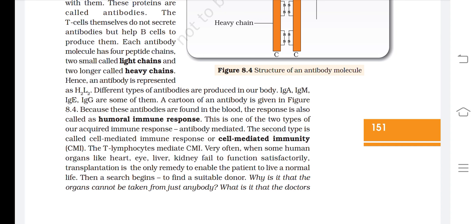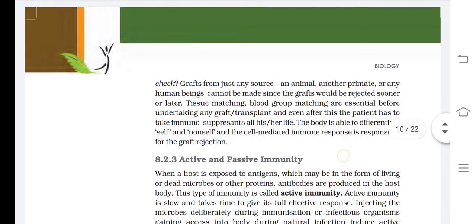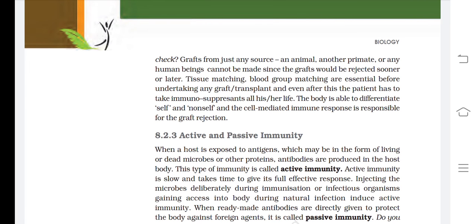Very often, when some human organs like heart, eye, liver, kidney fail to function satisfactorily, transplantation is the only remedy to enable the patient to live a normal life. Then a search begins to find a suitable donor. Why is it that the organs cannot be taken from just anybody? Why is it that grafts from just any source, any animal, another primate, or any human being cannot be made, since the grafts would be rejected sooner or later? Tissue matching, blood group matching are essential before undertaking any graft, transplant, and even after this, the patient has to take immunosuppressants all her life. The body is able to differentiate self and non-self, and the cell-mediated immune response is responsible for the graft rejection.